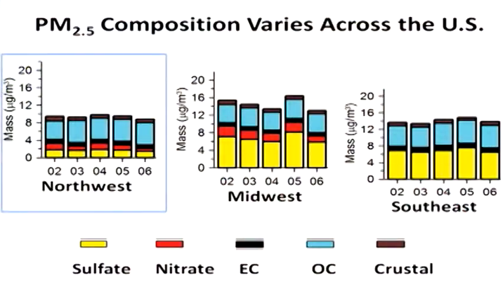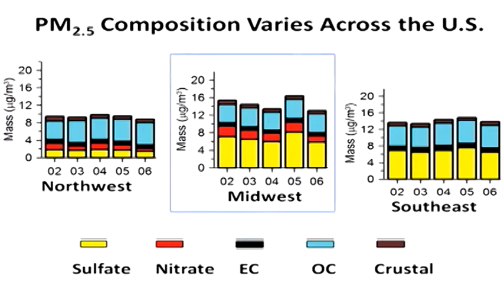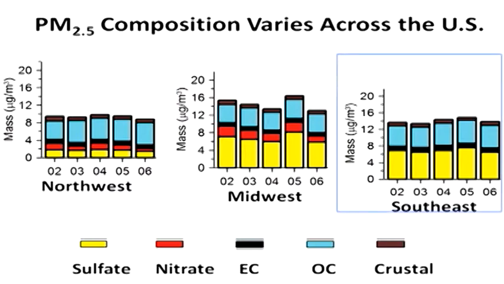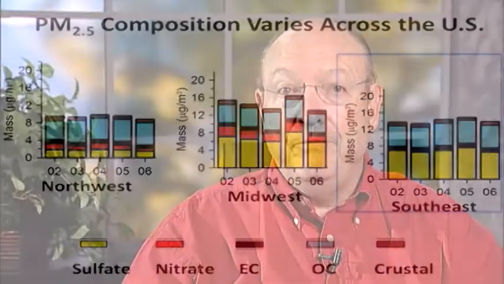Now, let's see how the amounts of these PM2.5 components vary across the U.S. For example, in the Northwest, sulfate is low, but organic carbon is high and there is some nitrate. In the Midwest, we see much more sulfate, a little less organic carbon, and a bit more nitrate. In the Southeast, the sulfate is similar to what we see in the Midwest, but there's almost no nitrate in the Southeast. Some urban areas have different mixes of particle types, but there is much similarity east of the Mississippi. High sulfate and high organics prevail.